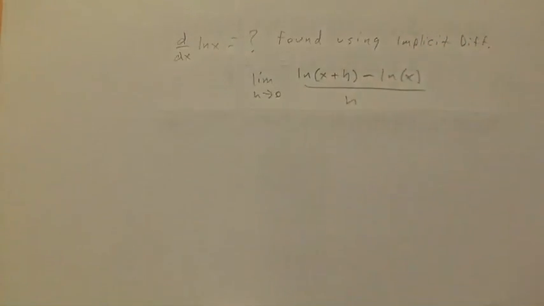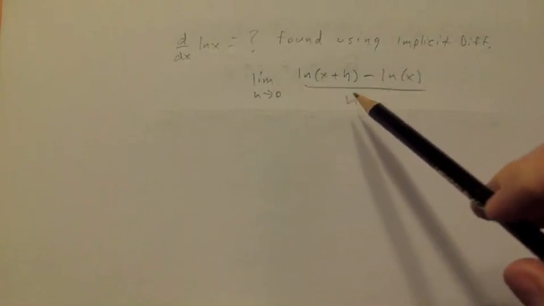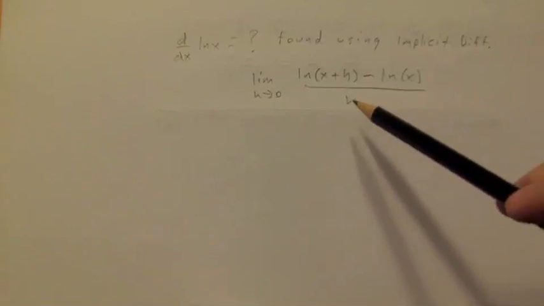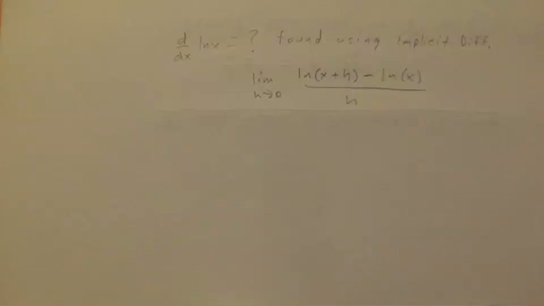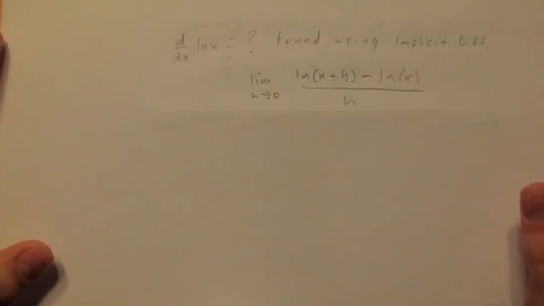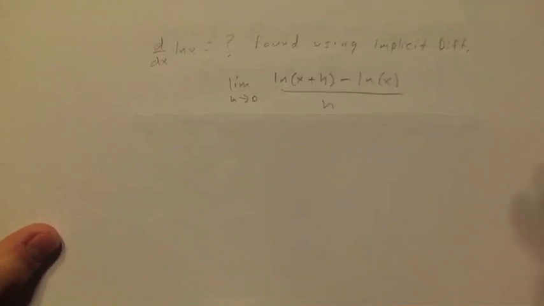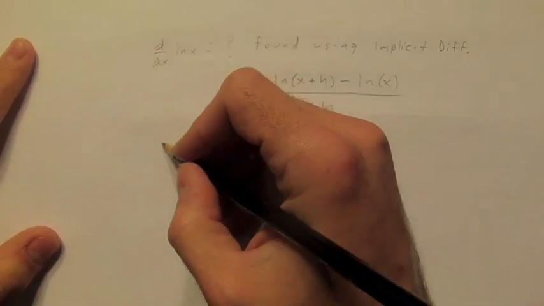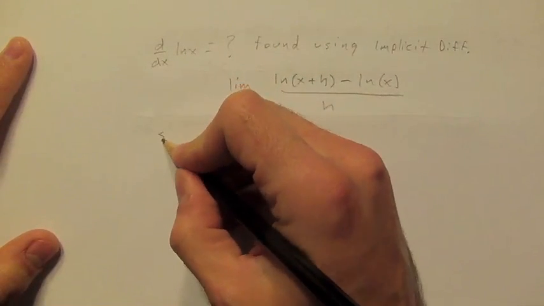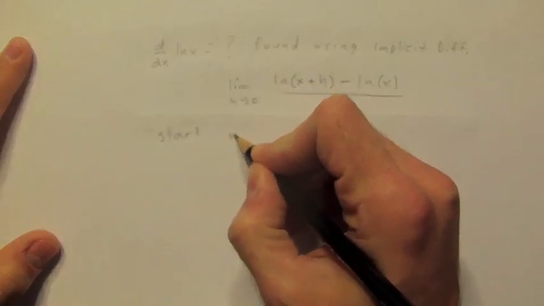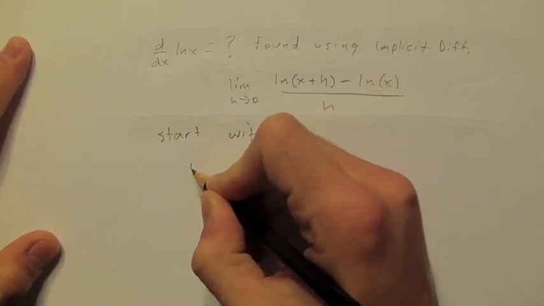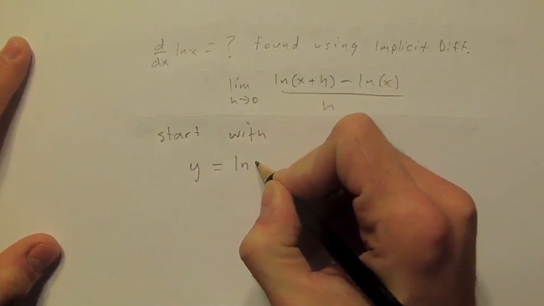If you set up your limit definition, you'd get the limit as h goes to 0 of the natural log of x plus h minus the natural log of x all over h. And there's not really much we can do about this, right? So what we do instead is we use implicit differentiation. This is a very helpful tool in a lot of things. So what we start with is y is equal to the natural log of x.